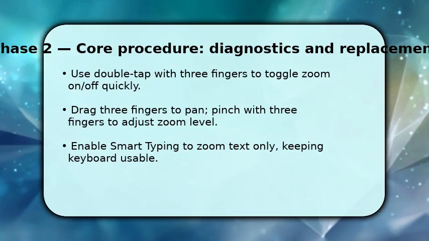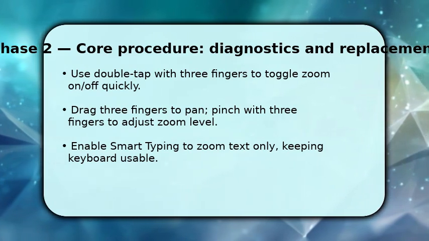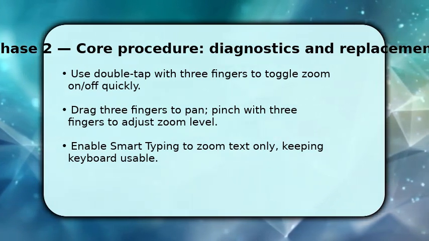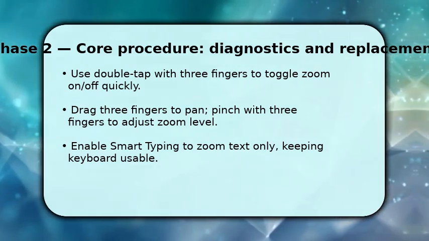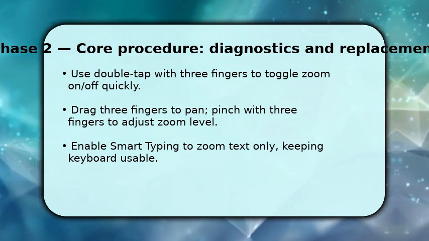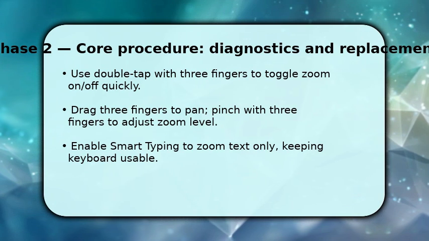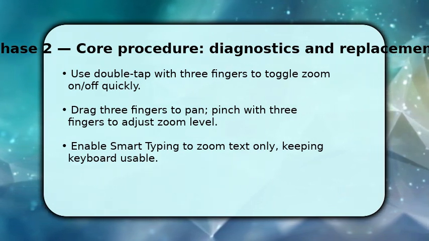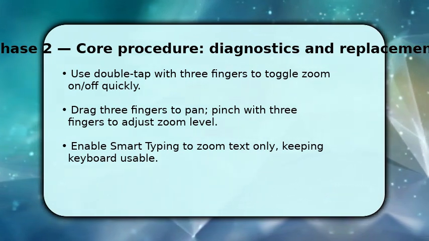Once zoom is active, learn the gestures so you can move fast. Double tap with 3 fingers to toggle zoom. It's the quickest way to check content, then return to normal. Drag 3 fingers to pan across the screen, and pinch with 3 fingers to fine-tune level while keeping context.